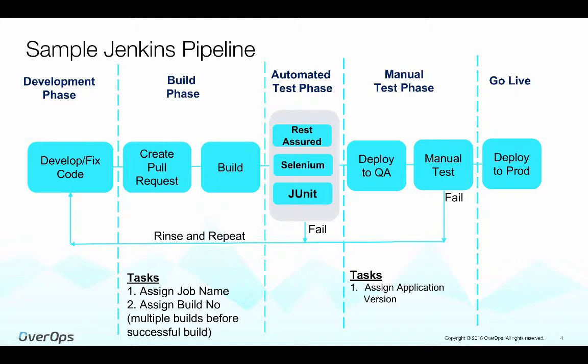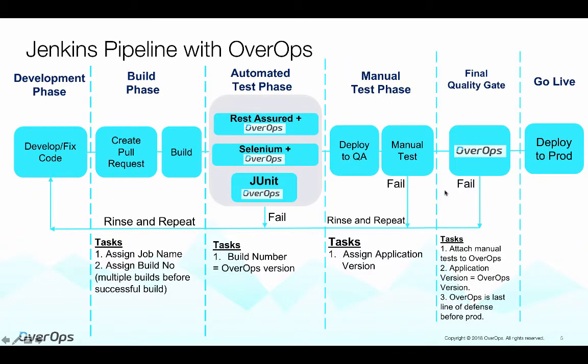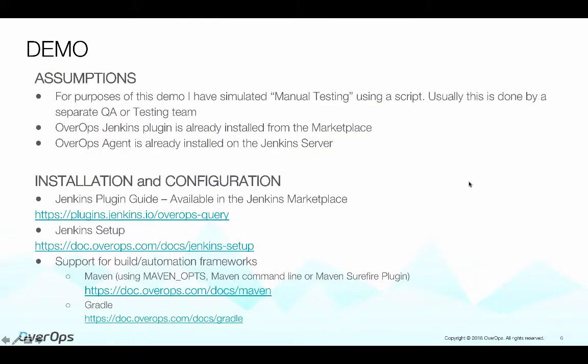Now, let's look at a sample Jenkins pipeline. As part of this, you have multiple phases. Every customer has different phases in the pipeline, but overall, this is how a sample pipeline looks. Today I'm going to talk about how OverOps fits in as part of the automated test phase, as part of JUnit, and also as part of the manual test phase, as part of the final quality gate. This is how your Jenkins pipeline looks with OverOps as part of the JUnit phase, and again as part of the final quality gate. Okay, now let's look at a demo.